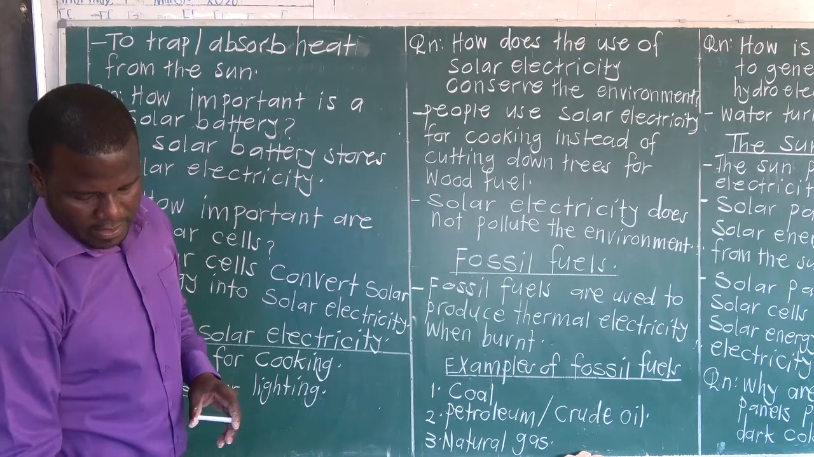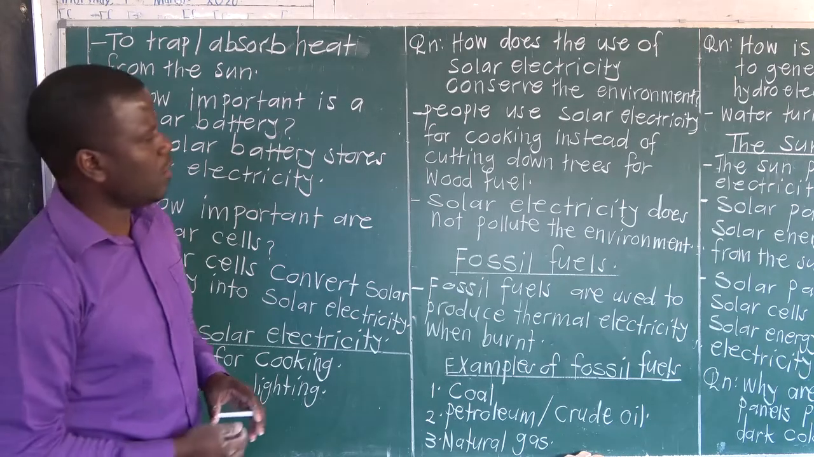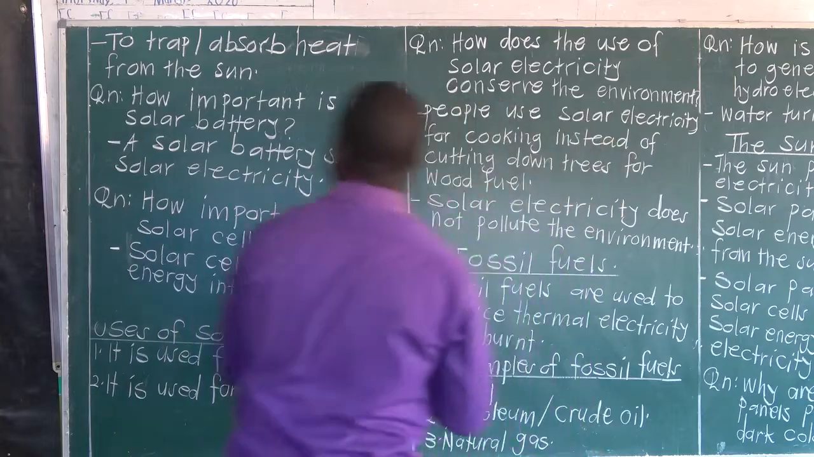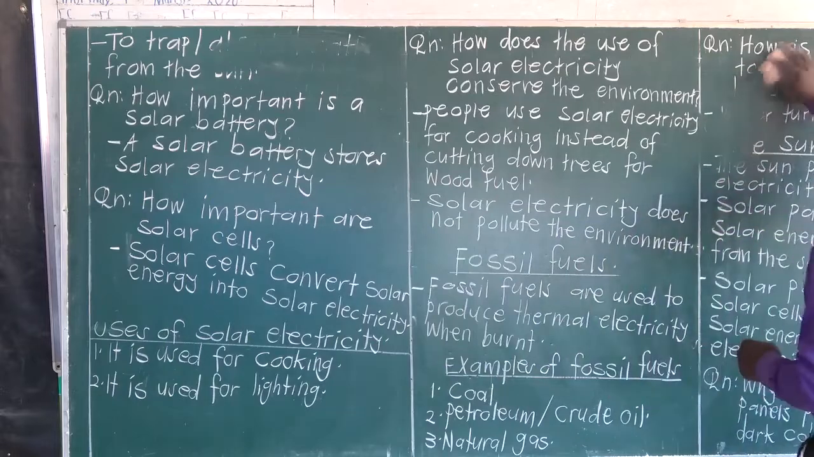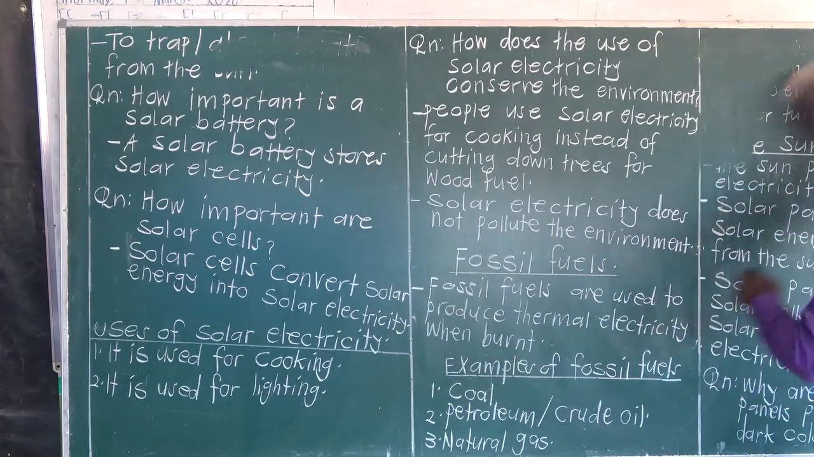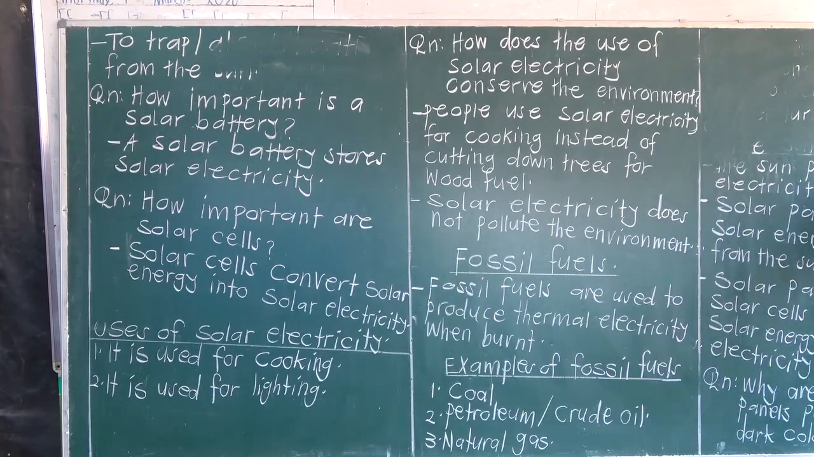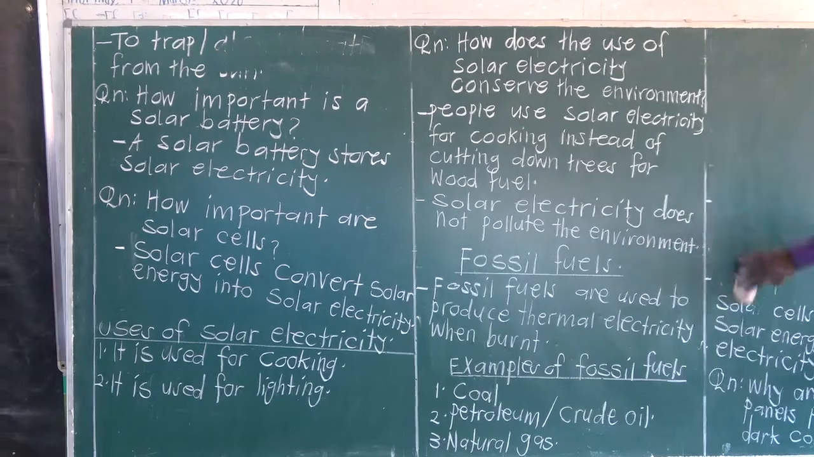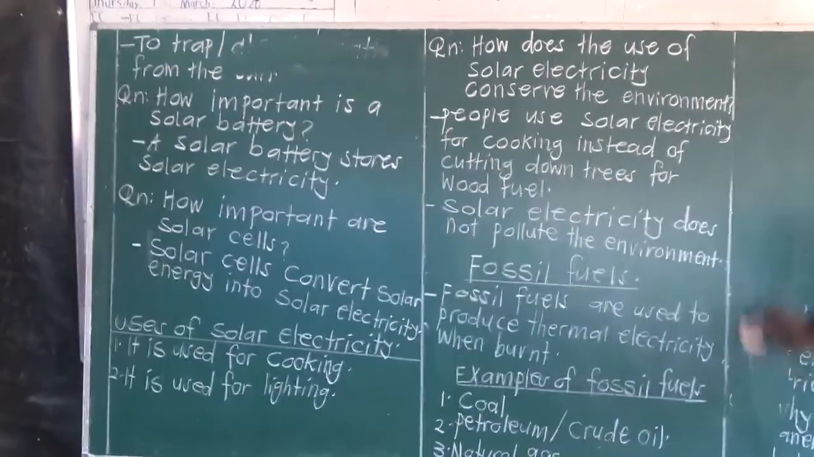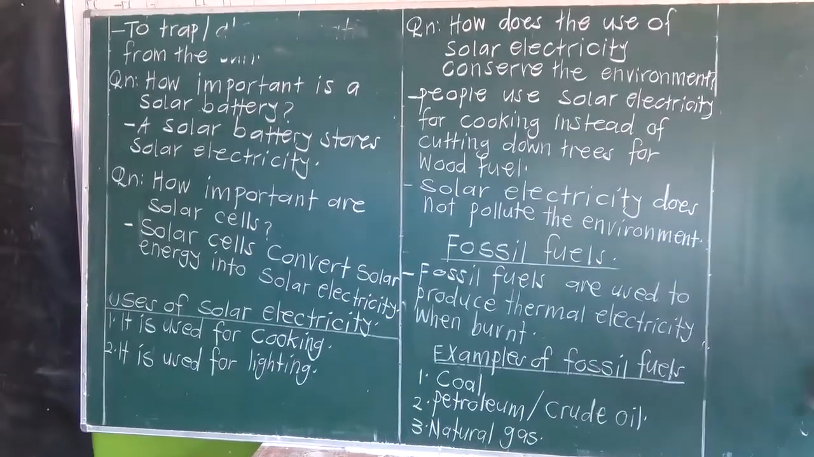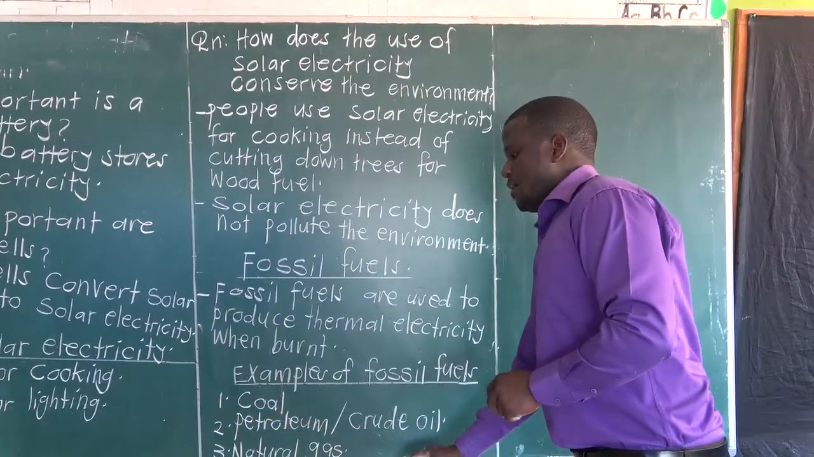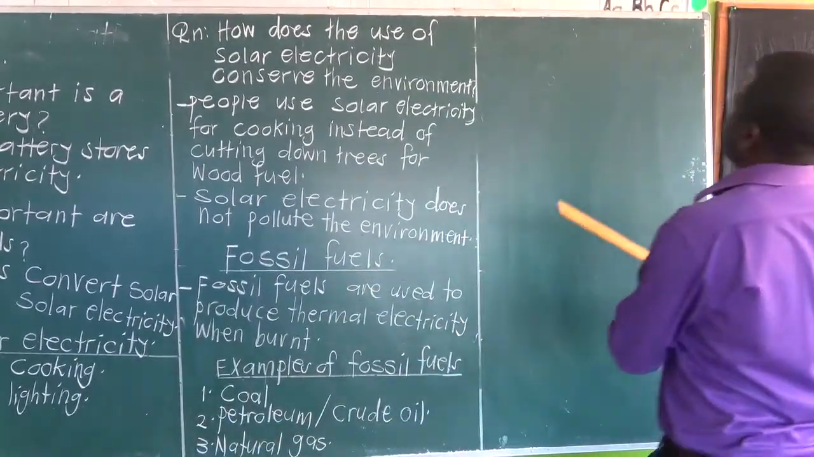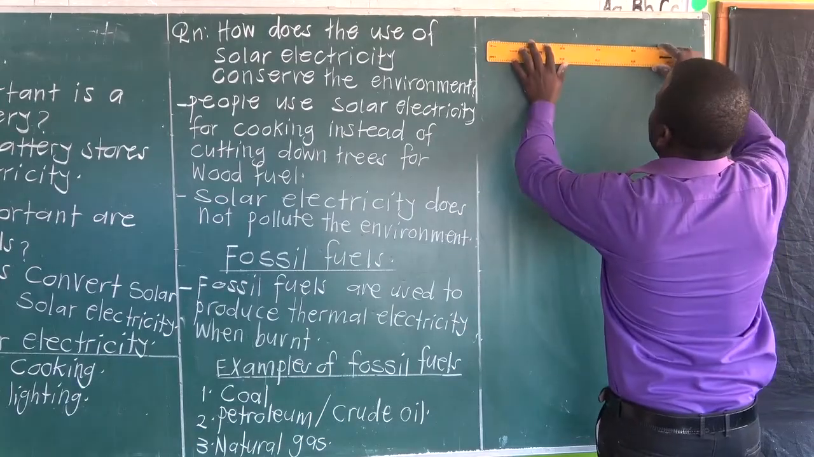Then lastly, we look at uranium as a source of electricity. Remember, we are still looking at sources of electricity. Where do we get electricity? Electricity can be got from different sources, and they are the ones we are looking at. Every source has a form of electricity it produces. So the next source of electricity we are looking at is called uranium.